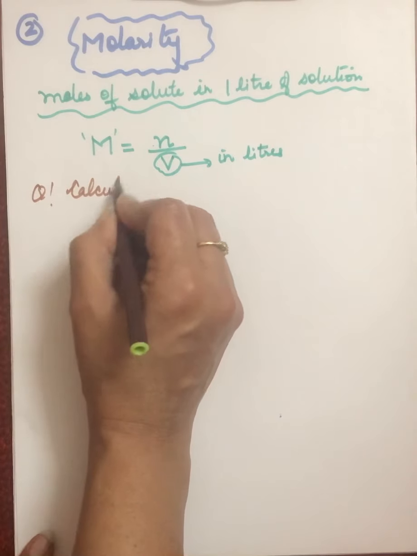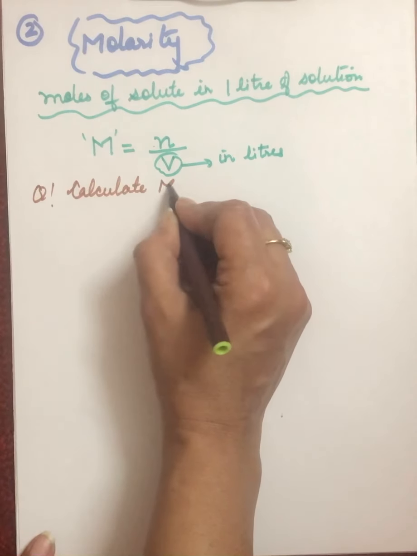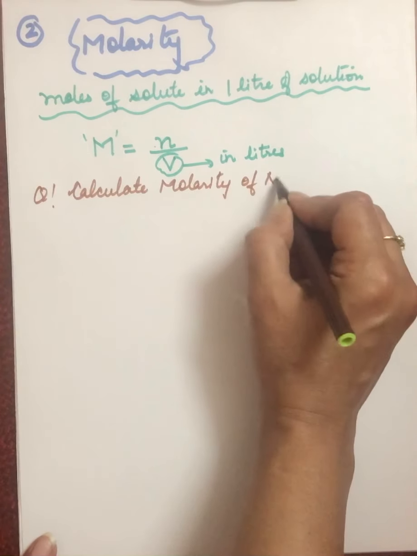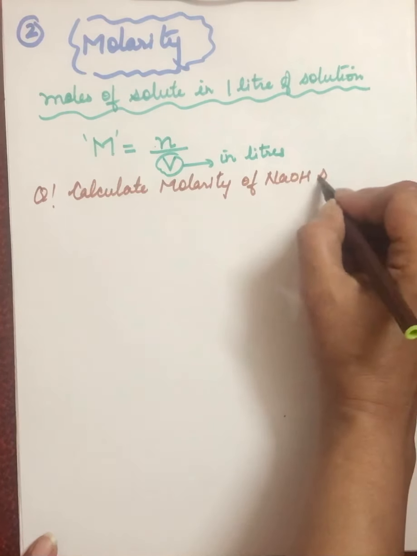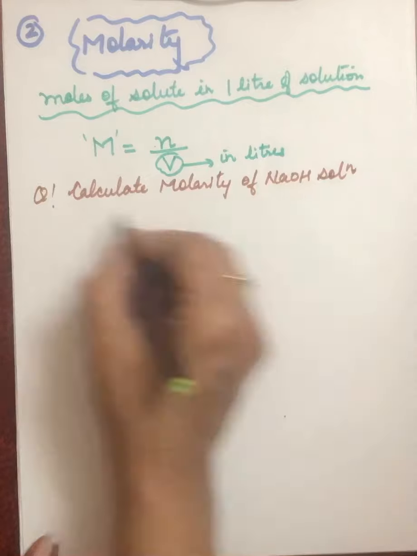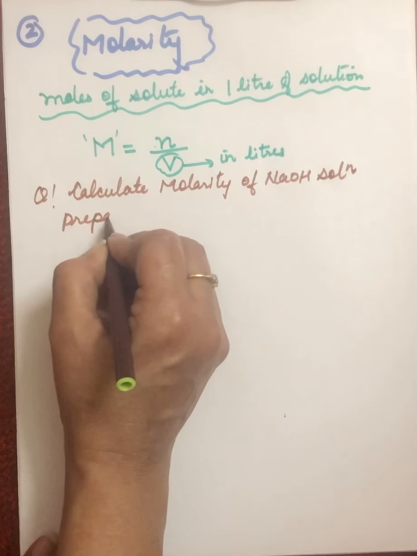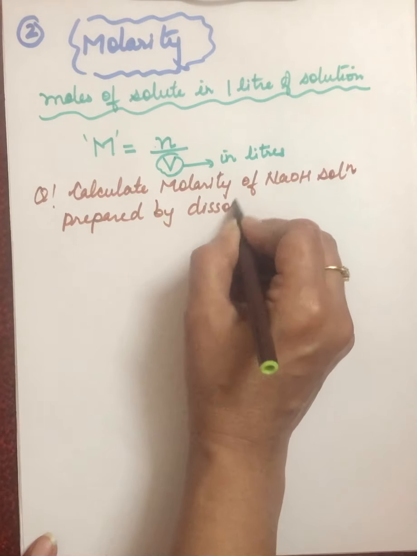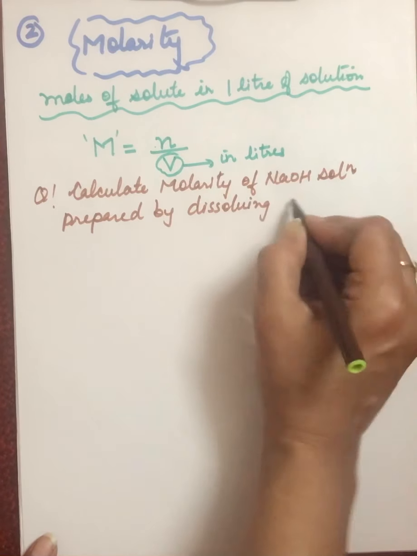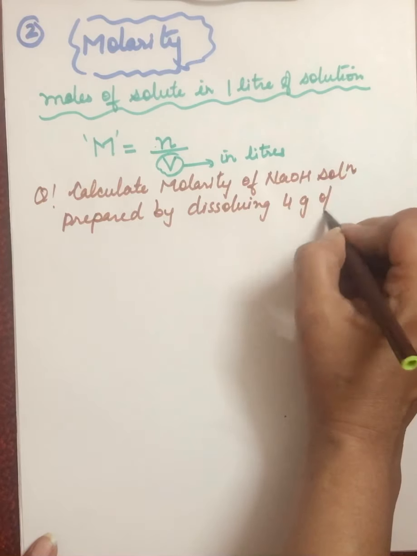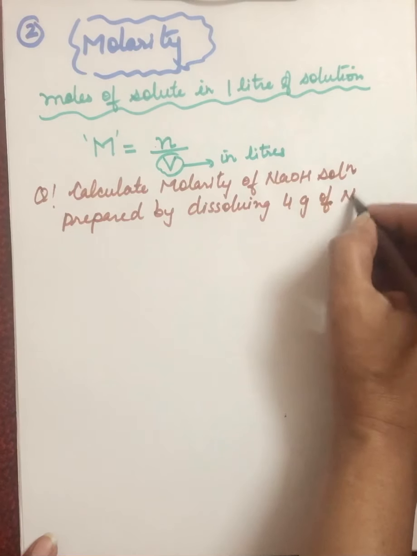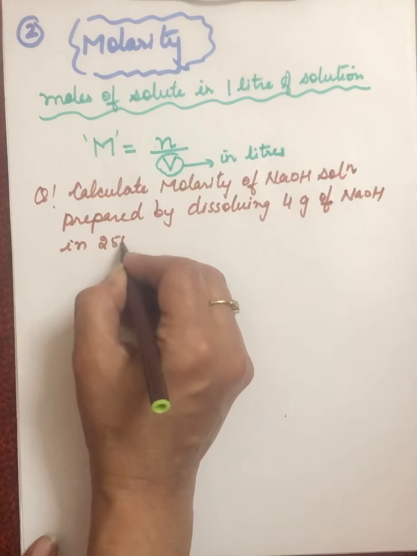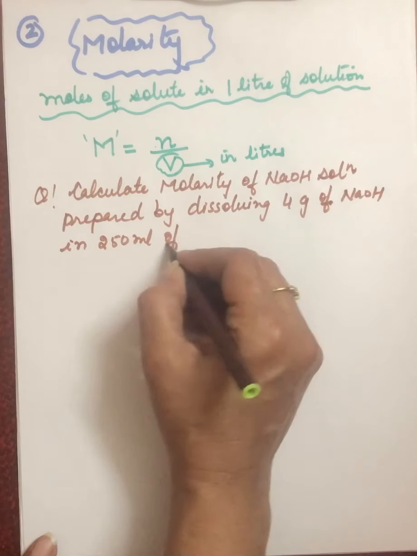Calculate molarity of sodium hydroxide solution which is prepared by dissolving 4 gram of NaOH in 250 ml of solution.